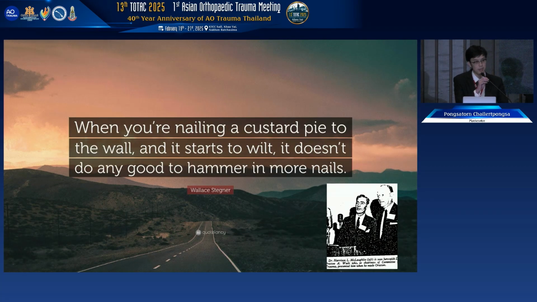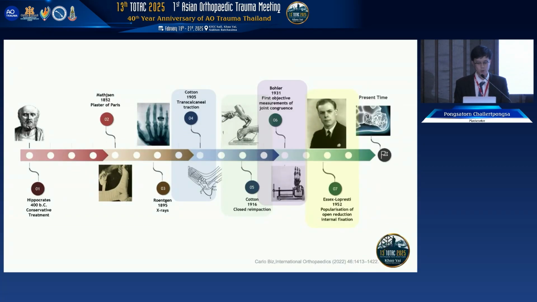However, in some cases, it is so difficult to maintain the reduction, like you are nailing a custard pie to the wall and it starts to wilt again and again, as Professor McLaughlin has mentioned about calcaneal ORIF. So, going back into history, the problem of calcaneal fracture was that anatomical reduction was impossible and the outcome would always be poor. So the first primary fusion was reported by a Dutch surgeon in 1911.